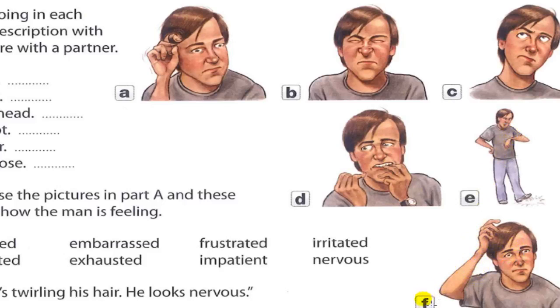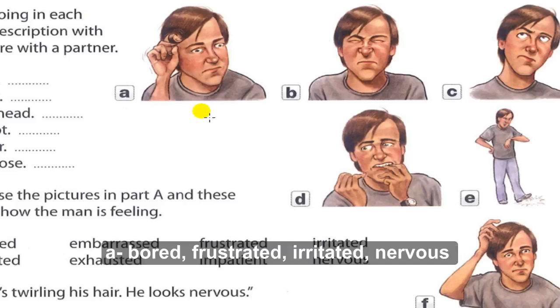Picture number 6, this is number F. What's the man doing? He's scratching his head. So maybe he's bored or confused. He looks confused, he looks bored. Unhappy, because nothing interesting.